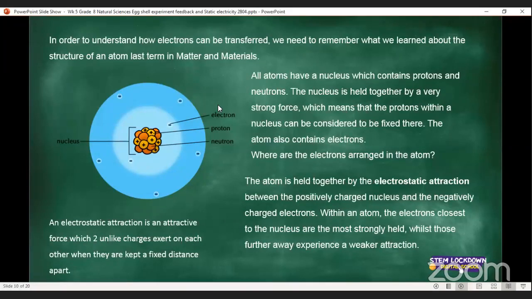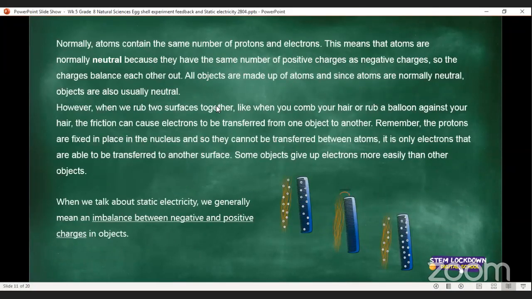Another word for it is it dispels. So we say that normally atoms contain the same number of protons and electrons. In an atom, and I've taught this to you before, it has the same number of protons and electrons. Now this means that the atoms are normally neutral, because they have the same number of positive charges and the same number of negative charges. So the charges balance each other out. In an atom, we say it has positive and negative charges and they balance each other out.